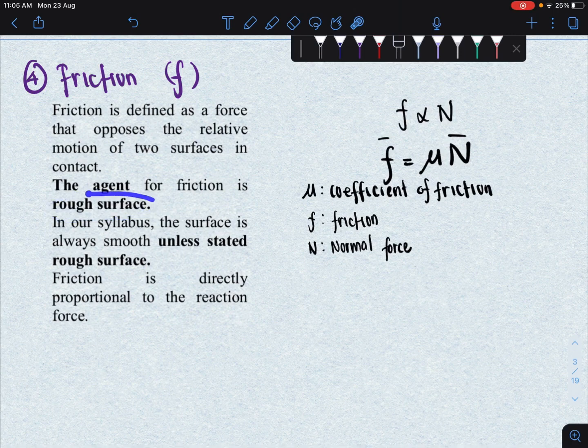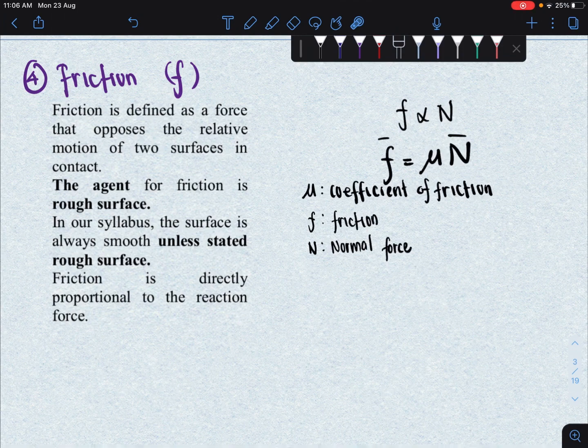So the agent here is a rough surface. Okay, as long as we don't have a rough surface, we won't have friction. Friction is a force that opposes any motion of two surfaces in contact. In our syllabus, unless it is stated that it is a rough surface, we will assume it is a smooth surface.